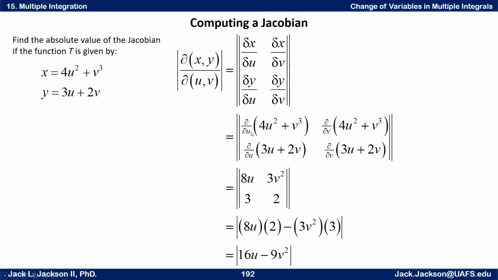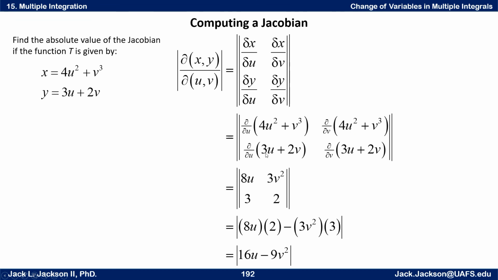The partial derivative with respect to u, remember we treat u as a variable, v as a constant. So this becomes the power rule, that's 8u, and then plus 0. So that's just 8u. Upper right, partial derivative with respect to v, the 4u squared is a constant, or treated that way anyway, in the partial derivative. That goes to 0, and then the v cubed is 3v squared for the derivative, partial derivative.